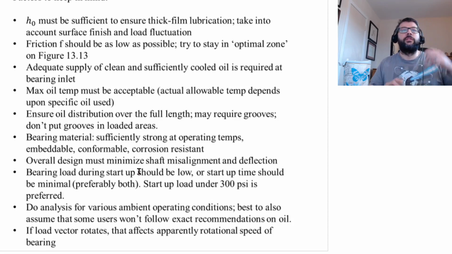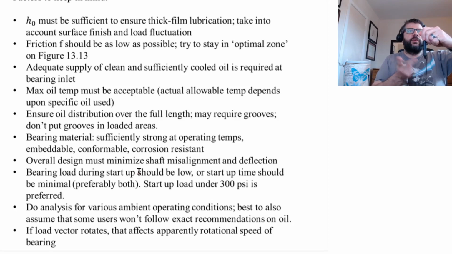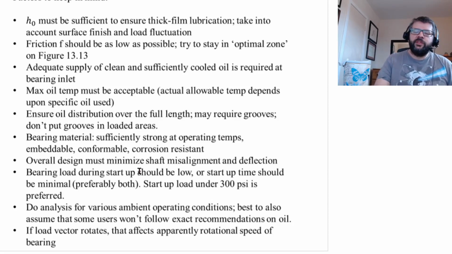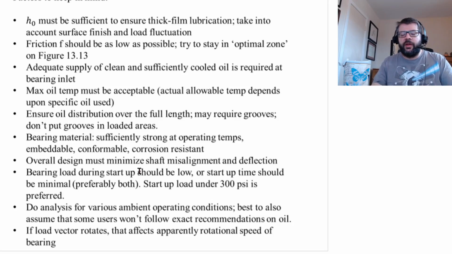And oh yeah, if the load vector rotates. So again, in the analysis that we've done, basically we're pushing down on this bearing and then rotating. If the load rotates around as well, then that will affect the apparent rotational speed. Also, if the load doesn't fluctuate and the shaft fluctuates, but the bearing also rotates, then that affects the apparent rotational speed. So keep that in mind if in the future you have any situations that follow that. So you'll need to adjust your apparent speed.